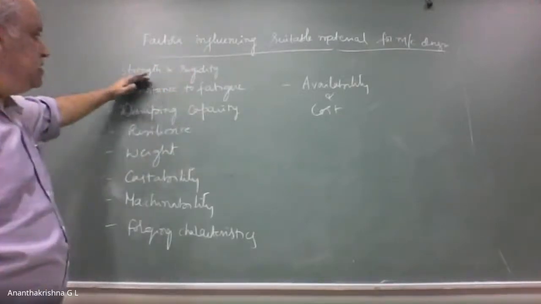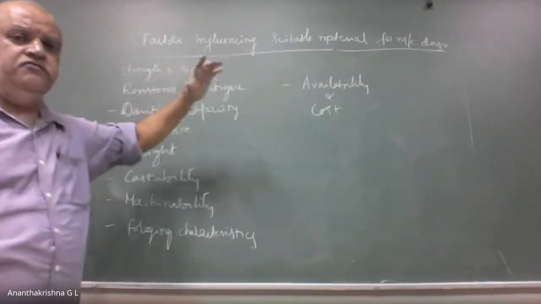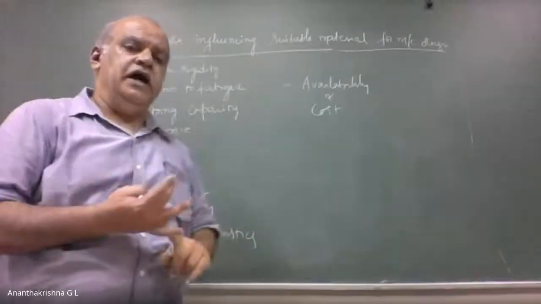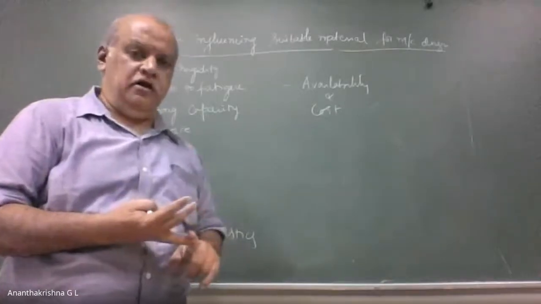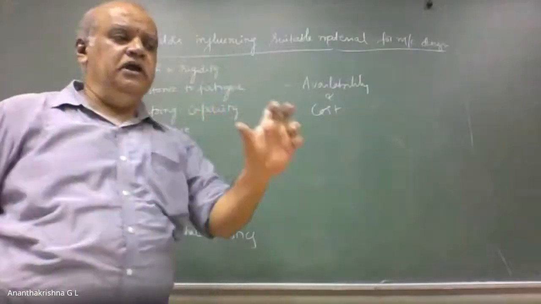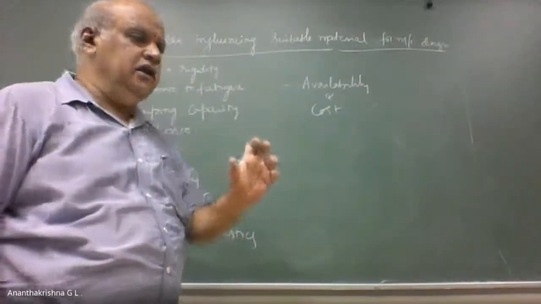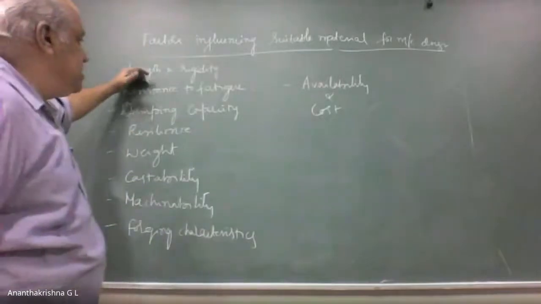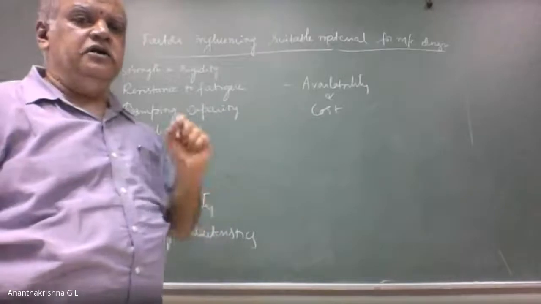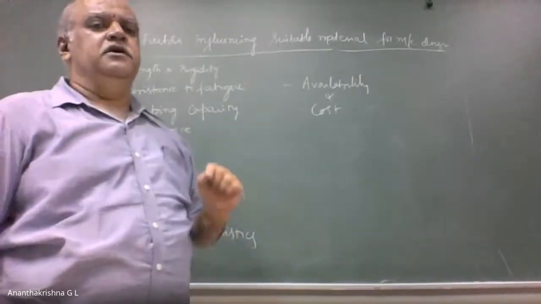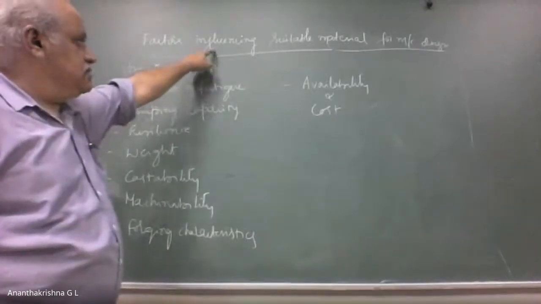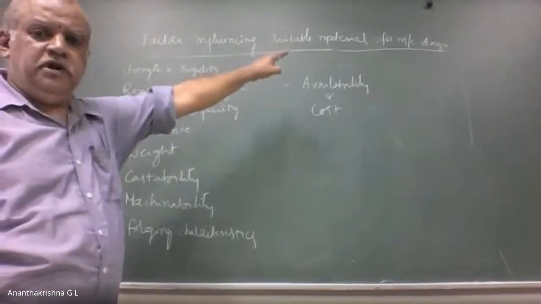Okay, first one is strength and rigidity. So that means if you are designing a gear, it has to withstand static and dynamic loading. Therefore the material that we choose for designing the gear teeth should have sufficient strength, and it should be rigid enough to take up starting torques as well, which are higher. So strength and rigidity is one of the factors influencing selection of suitable material.